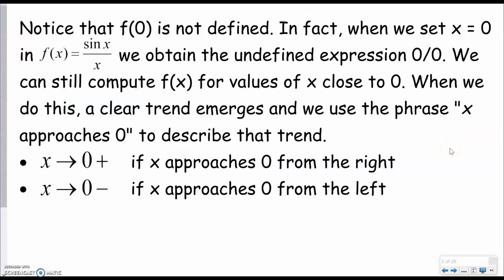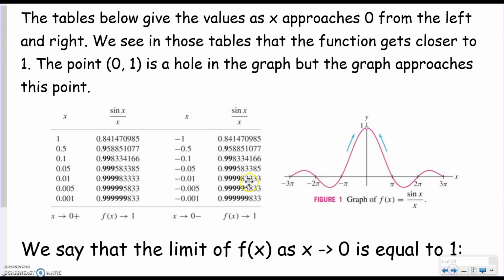Okay, so what we notice is that if we get closer and closer to 0 from the right side, the value gets closer and closer to 1. And if we approach 0 from the left side, it is also getting closer and closer to 1. This is important notation that you need to make sure you know. If the plus sign is after the number, that means from the right. If the minus sign is after the number, it means from the left.